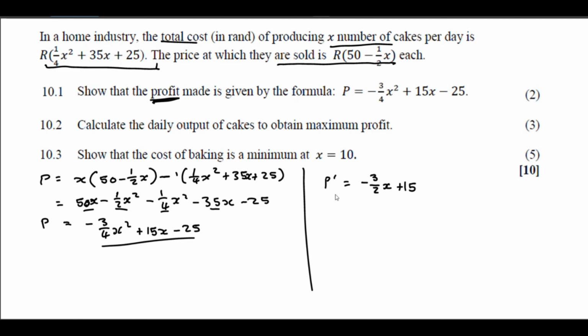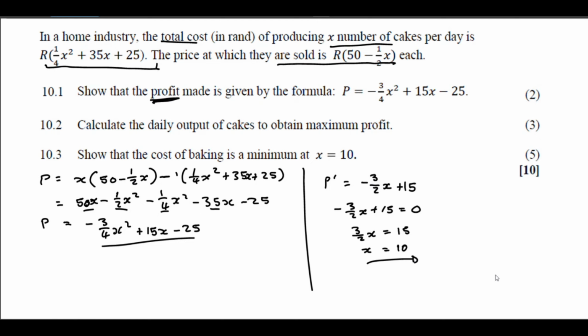to obtain the maximum profit. So it's negative 3 over 2x plus 50. You equate it to 0, and then you take this to the other side. You have 3 over 2x is equal to 15 over there. Now you divide both sides by 3 over 2, and your answer is simply x equals 10. So that is the daily output required to find the maximum profit.